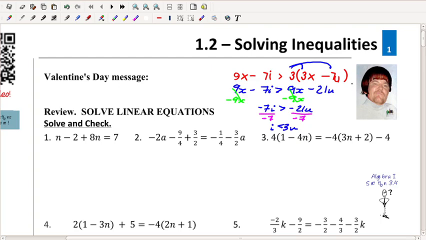Kind of sweet. All right, let's get down to business. Now for some more equations. So review, we're going to solve linear equations. Linear means you have no squares, no cubes, nothing like that in your equation, just straight up numbers.